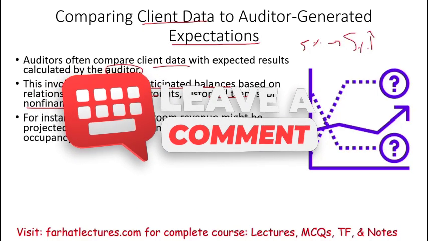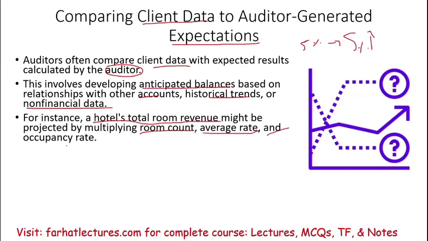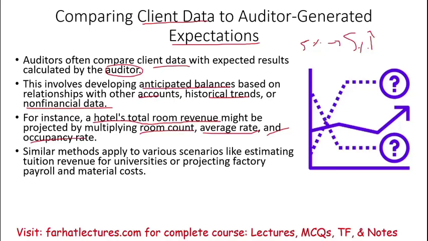For instance, a hotel's total room revenue might be projected by multiplying the room count by the average rate and occupancy rate. So if we're auditing a hotel, we can take how many rooms they have and, on average, what the occupancy rate is. If 80% is occupied, and they charge $100 or $200 per room, we can take the number of rooms times the average rate times the occupancy rate and project the revenue. Is it going to be accurate? We hope so. We hope it's going to come close to what they have. If it doesn't, we have to explain or understand why not, because this is how you compute the revenue for a hotel.